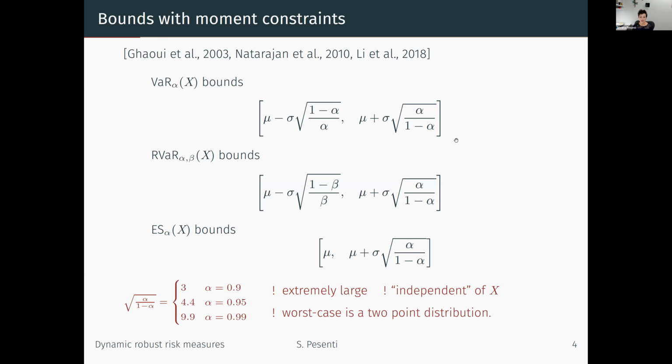Another drawback is that these worst cases only depend on the mean and the standard deviation of your distribution, right? It doesn't have any other information about your random variable X. So for example, if you look at the value at risk of a normal or a log normal or a Pareto distribution, or even a uniform distribution, if they share the same mean and standard deviation, then the worst case value at risk is always the same, even though their value at risk will be very different. Moreover, if you look at the quantile function that attains these worst cases, these are two-point distributions. So these are a bit undesirable.